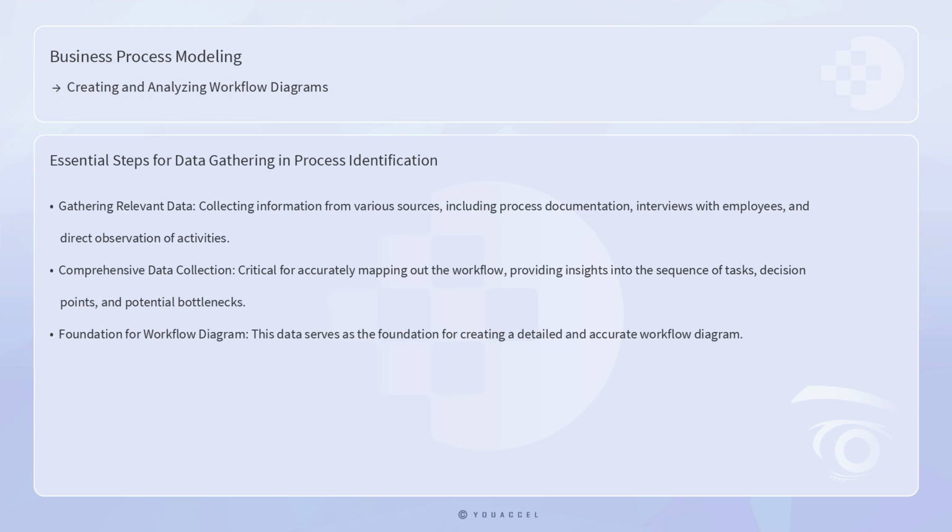Once the process is identified, gathering relevant data is essential. This step involves collecting information from various sources, including process documentation, interviews with employees, and direct observation of activities. According to Harmon, comprehensive data collection is critical for accurately mapping out the workflow, as it provides insights into the sequence of tasks, decision points, and potential bottlenecks. This data serves as the foundation for creating a detailed and accurate workflow diagram.